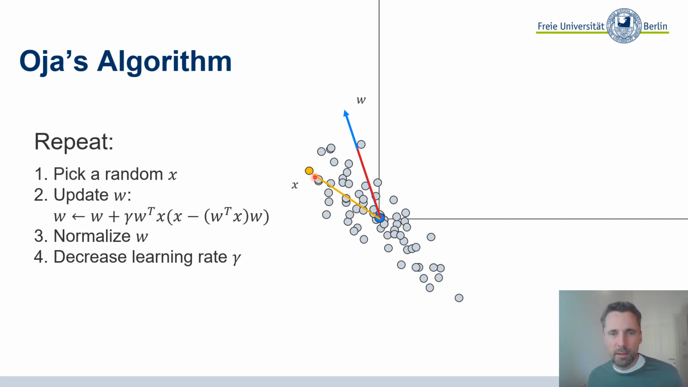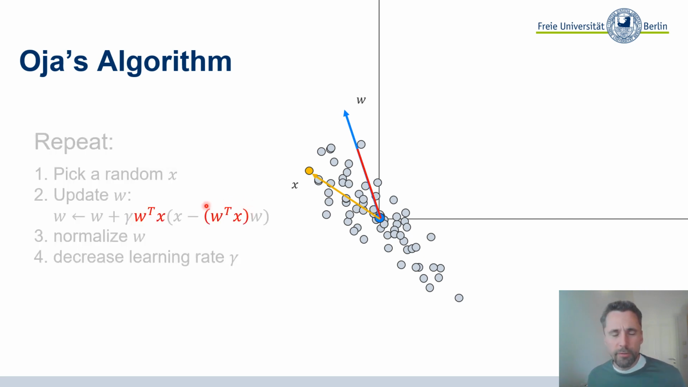You first pick a random x. I've done that for us already. And then we update our w, which we randomly chose as an initial condition. It could be any of these x's or any vector pointing anywhere in this world here. Then we update it using this equation, I'll explain this in a second. And once we're done with the update, we normalize and we decrease one of these parameters here, gamma. What this means follows in a second.